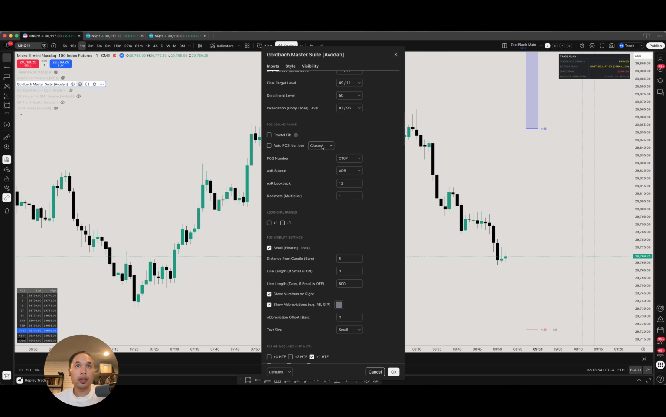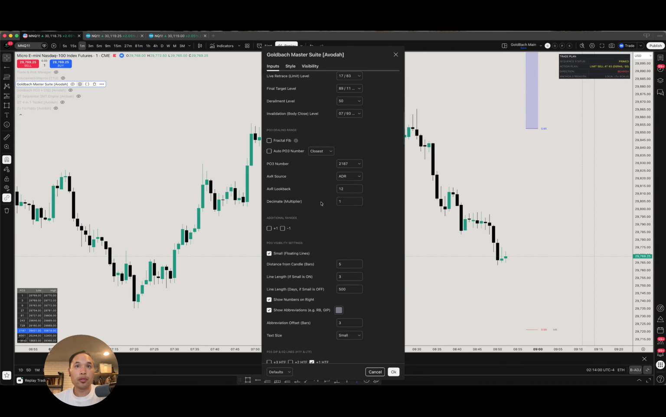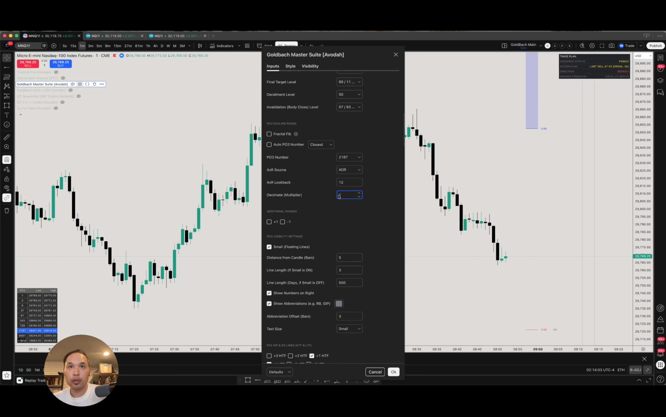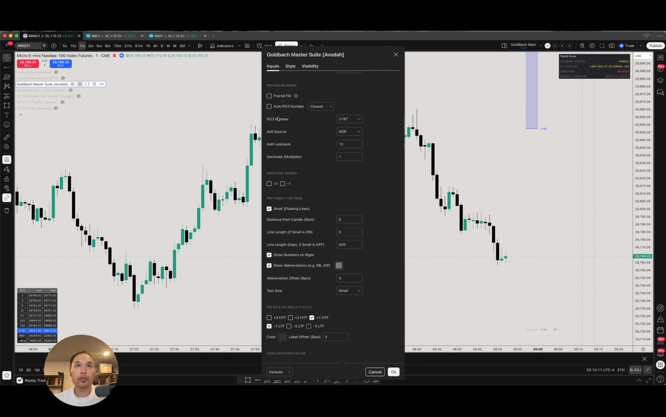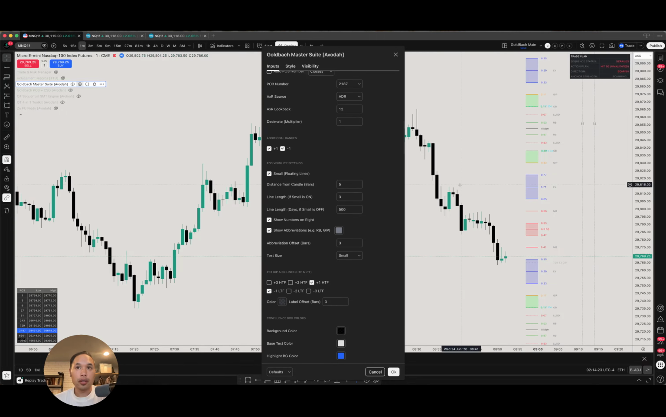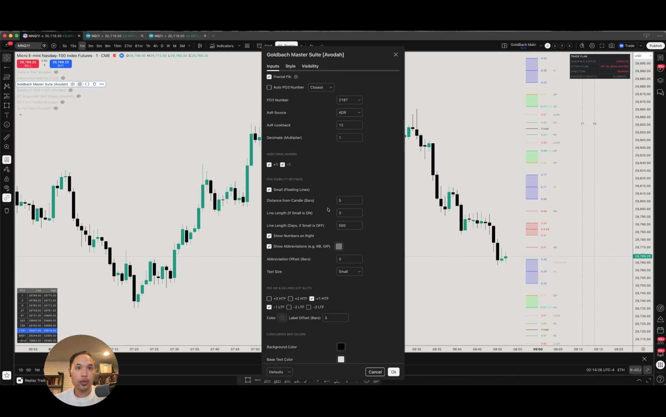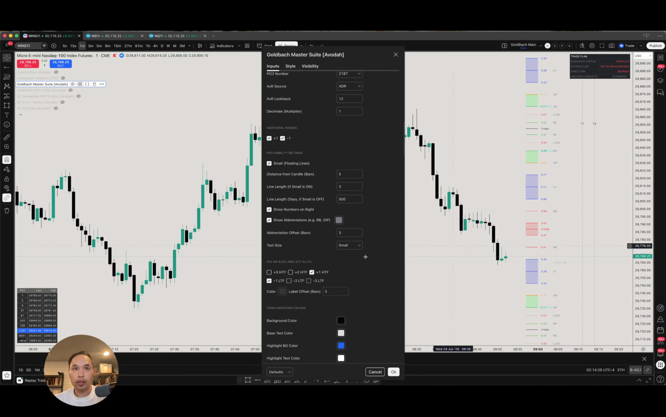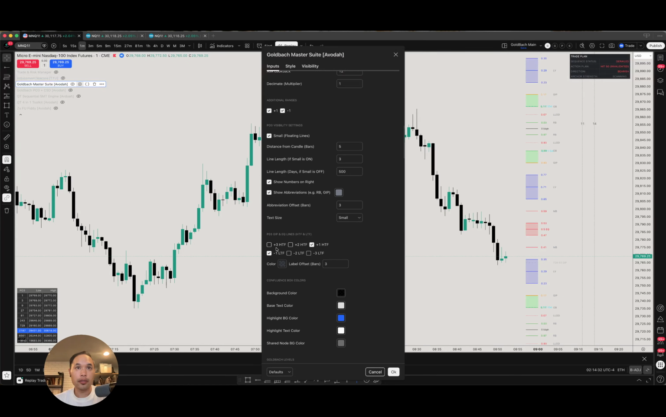With this, you can have an auto PO3 number for closest or next. For Forex, you have a decimal multiplier for changing it to 10 or 100, depending on which pair you're trading. And then you can add additional ranges for it, similar to Hoppy's indicator and other indicators out there. But the main thing that differentiates this indicator from other indicators out there as far as the levels go is the trade plan. I've also included the GIP levels on here of different time frames, so different PO3 ranges.